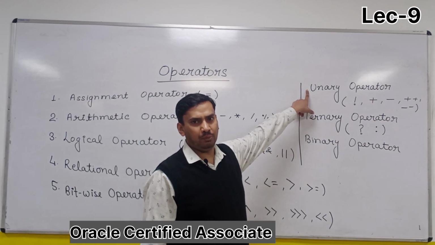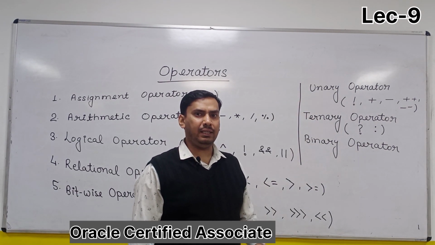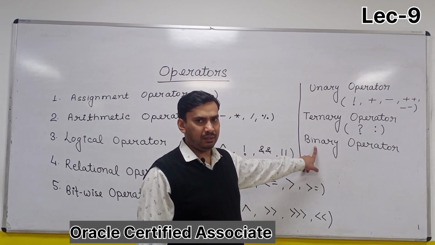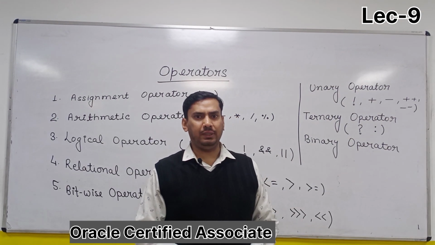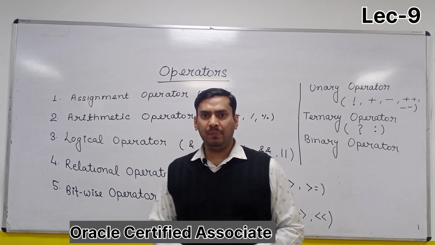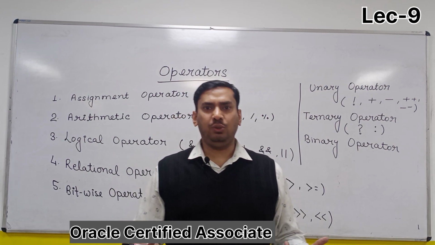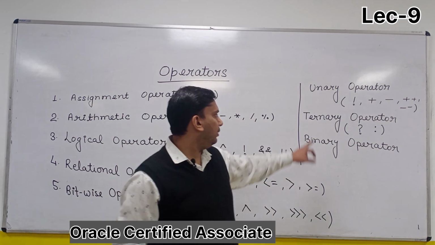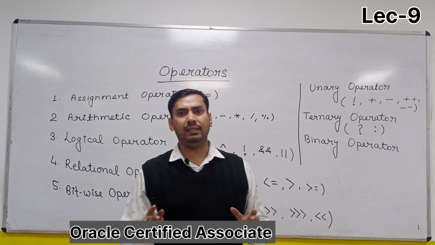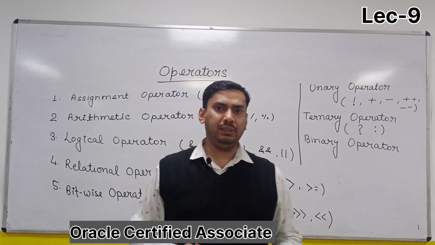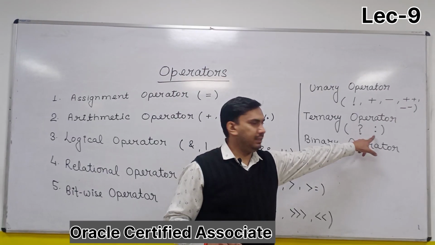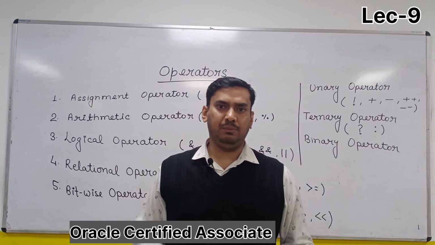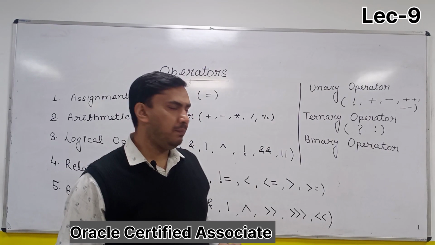First one is the unary operator. A unary operator says that only one operand will be there. The second one is the binary operator. Binary operators are the most common operators. Most of the operators are binary, and they need two operands, the first operand and the second operand. The third one is the ternary operator, which takes three operands. There is only one ternary operator, that is if then else. This is generally asked in the Oracle certification exam also, so we will be covering it in detail.